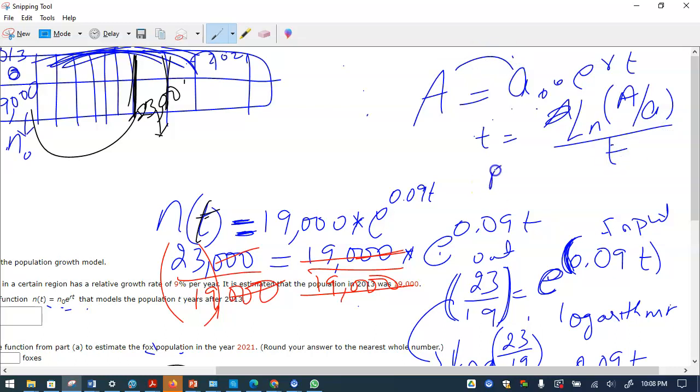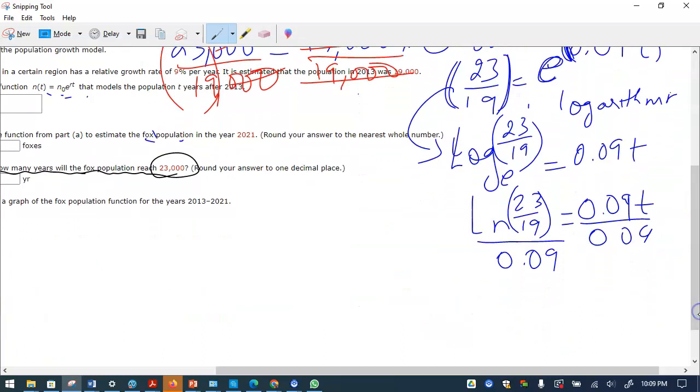Sometimes they also ask what the relative growth rate is. Then you can write the same thing, this one divided by t. If the unknown is r, then you divide by t. So that's how you can do it directly. But if they ask you to show the steps, this is how you're supposed to show them. Then we have ln of 23 over 19 divided by 0.09.